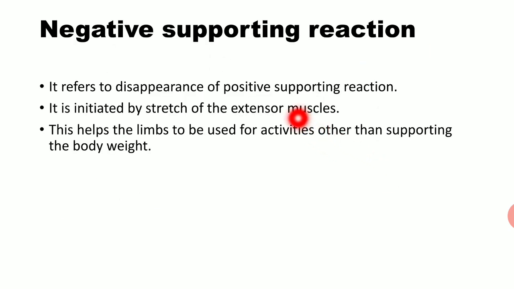Now negative supporting reaction refers to disappearance of positive supporting reaction. So when we move from the standing position, it is the disappearance of positive supporting reaction, and it is initiated by stretch of extensor muscles, and this helps the limb to be used for activities other than supporting the body weight.